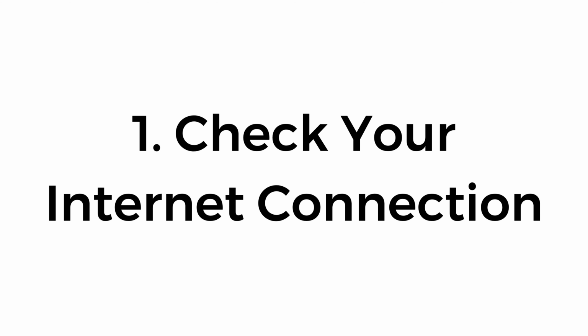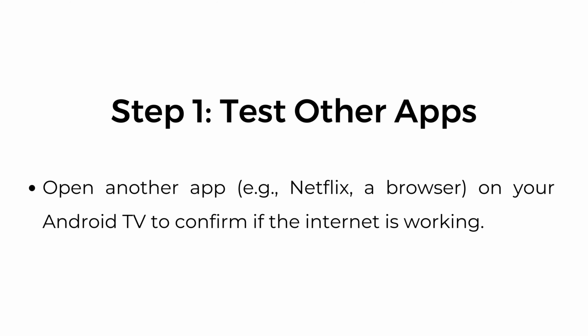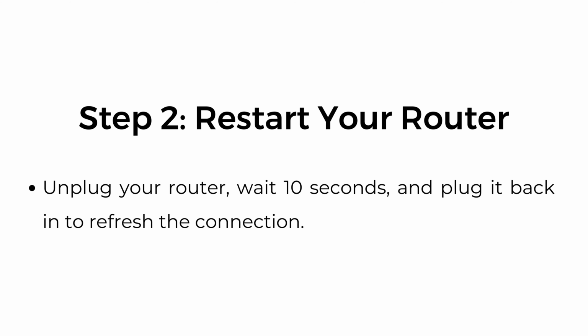1. Check your internet connection. Step 1. Test other apps. Open another app, e.g. Netflix or a browser, on your Android TV to confirm if the internet is working. Step 2. Restart your router. Unplug your router, wait 10 seconds, and plug it back in to refresh the connection.